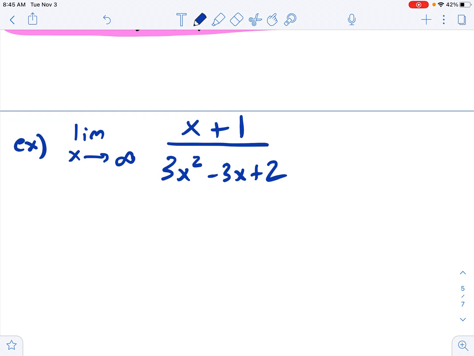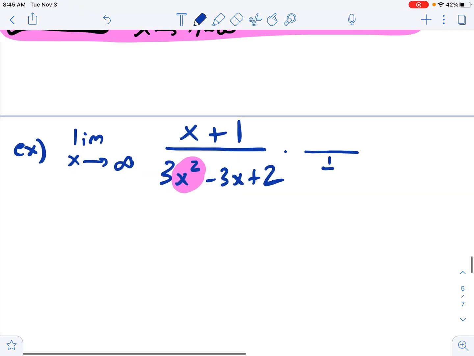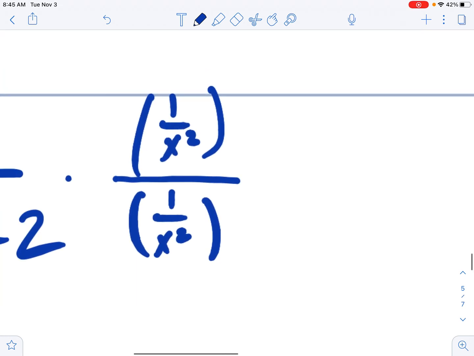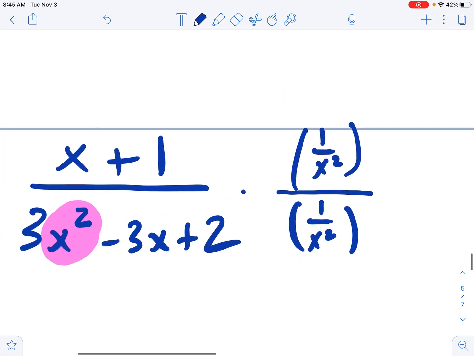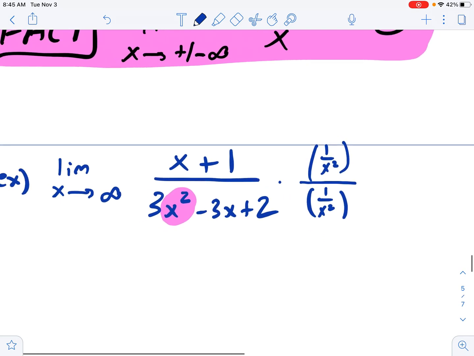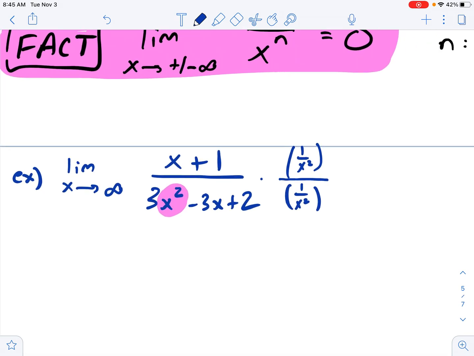So algebraically, as x goes to infinity, what I can do is I look at the highest power of x present, and that's x squared here. What I'm actually going to do is I'm going to multiply the top and bottom of this fraction by the reciprocal of the highest power of x. So that would be 1 over x squared. Now this whole thing, this new fraction I wrote, is what? Just a fancy form of the number 1. And when I multiply by the number 1, I'm not changing the value of this original thing. I'm just changing the way it looks a little bit.